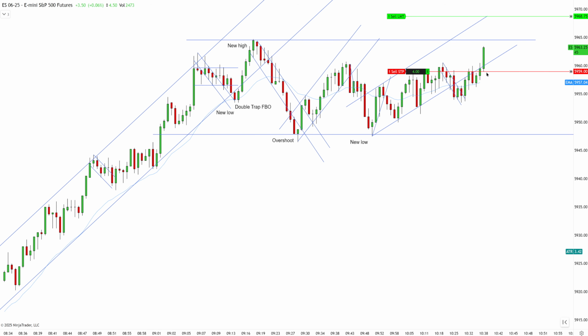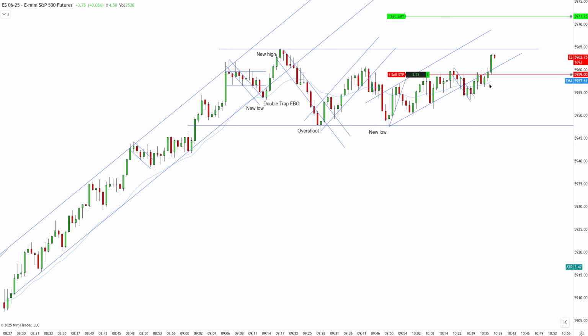Okay, we got the scalp, so I'm going to place my stop loss to break even because I want to protect my trade. Runner is just a bonus. I'm going to give my runner room, so hopefully it makes sense.